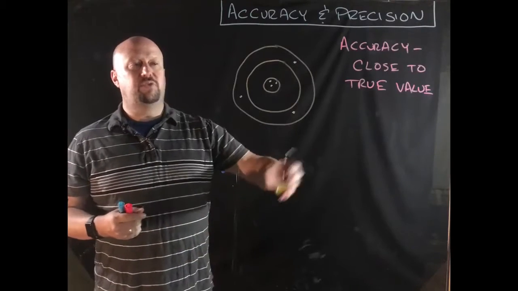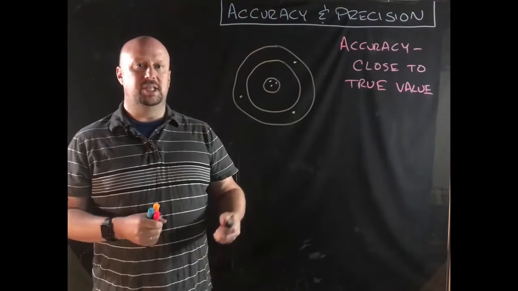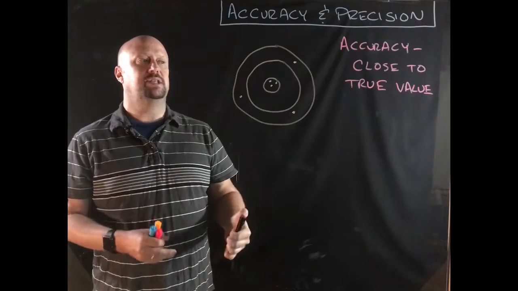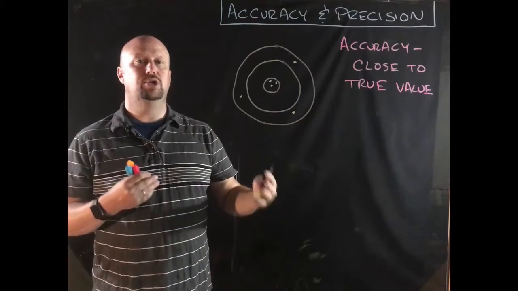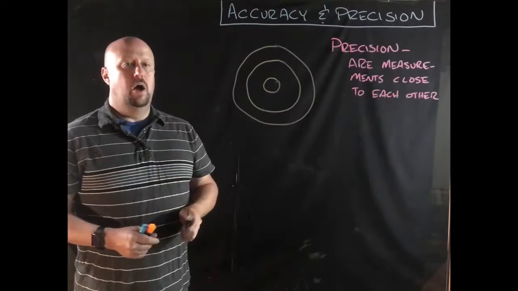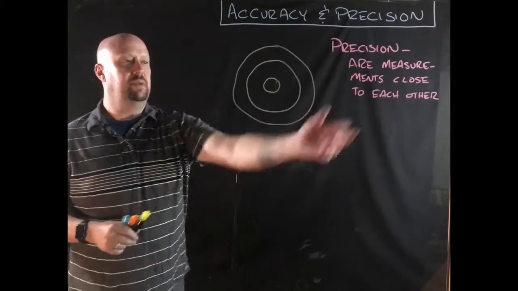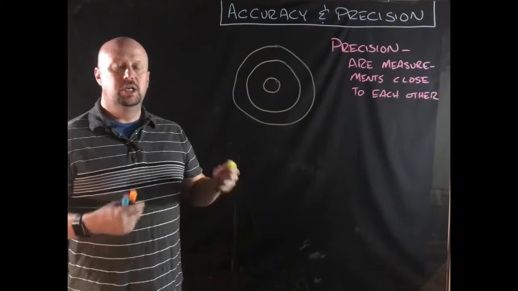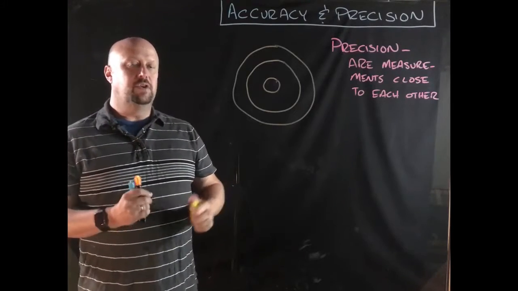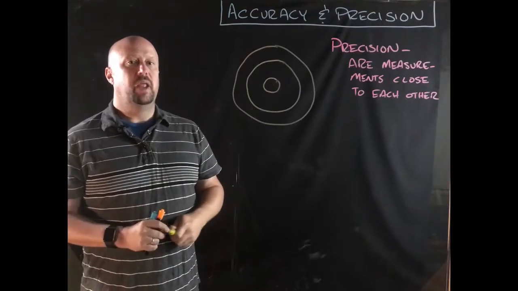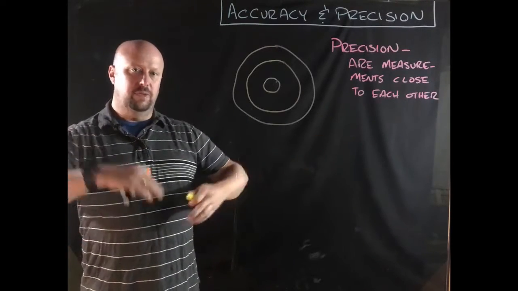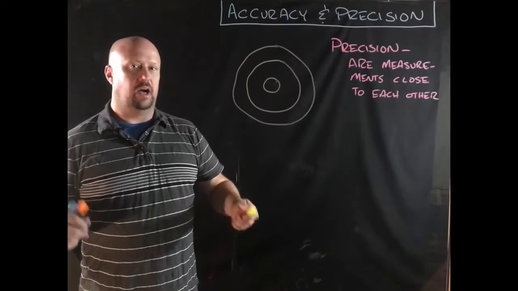What this means for us in a laboratory sense is that when you're taking your measurements, are they representative of what the real value should be? Okay? All right, so precision means how close are the measurements to each other. In other words, if you took a series of measurements, were they pretty similar to each other? Or were they really spread out and not close to each other at all?